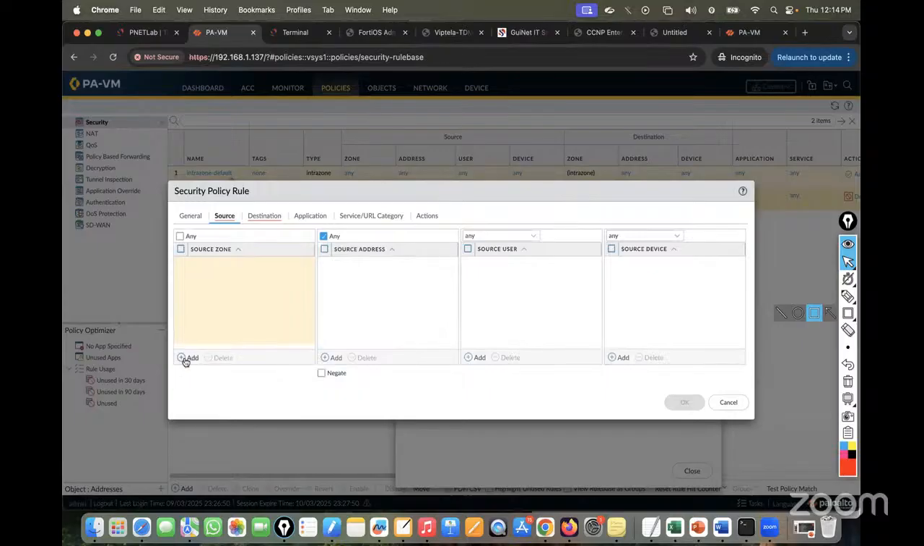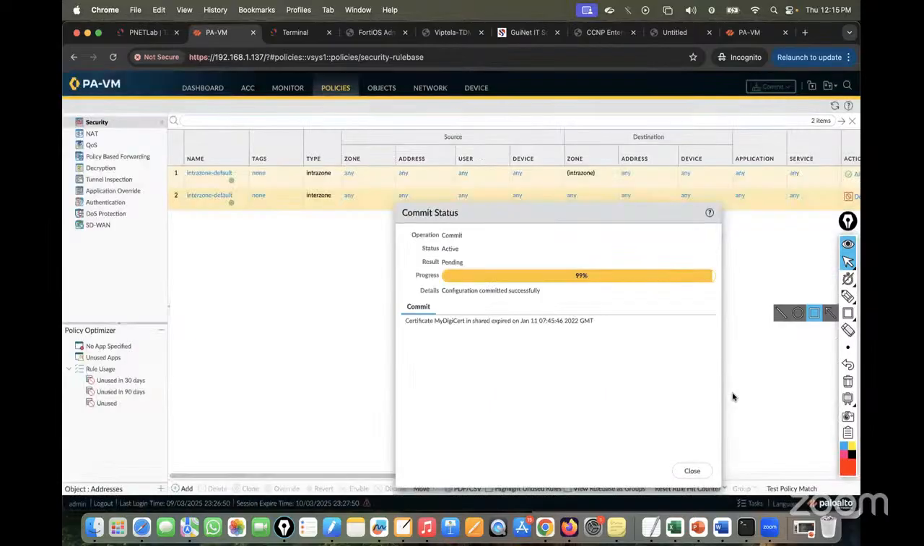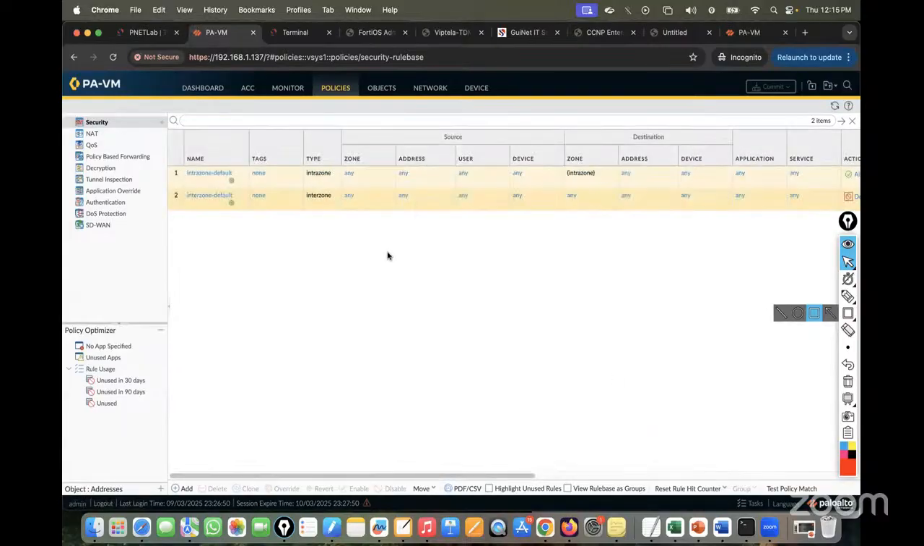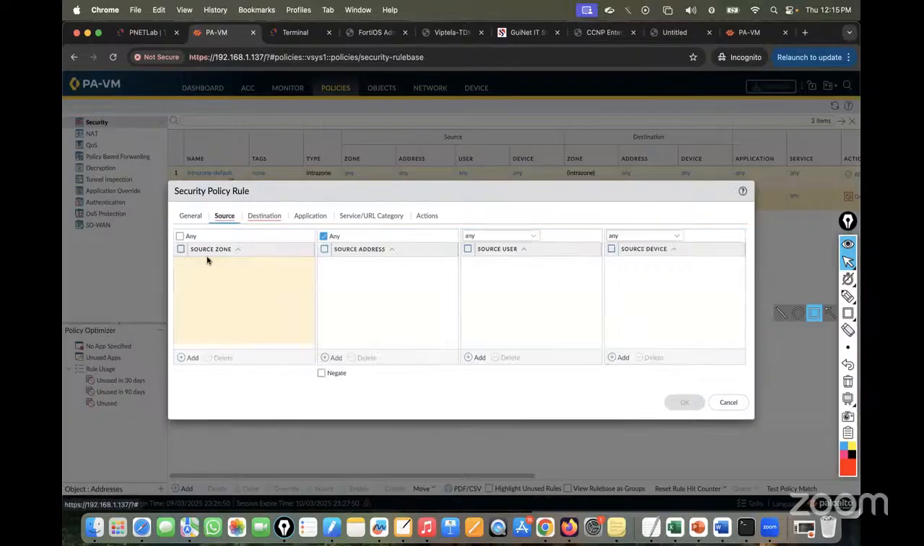The source is going to be my zone. Let's make it any. The zone must be visible. Hold on, is it committed or not? Now it's committed. Hold on, let me retry again. So I'll put the trust to internet policy. The source is going to be my LAN zone, trust.